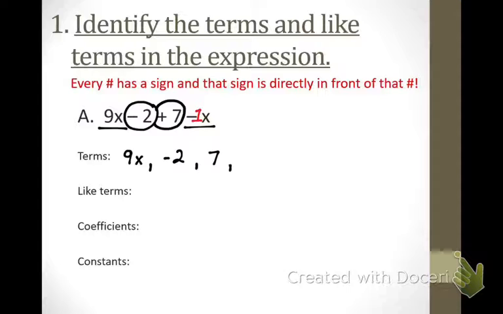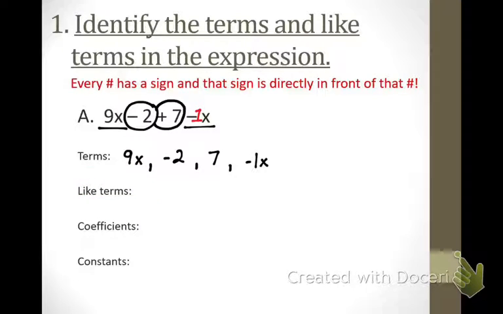And there's one final term here. Ellie, what's the final term? 1x. Not 1x. Every number has a sign, and that sign's directly in front of it, -1x. All right, so those are the 4 different parts that we are adding or subtracting together. The next thing it asks us to find is like terms. Like terms are terms that are alike.